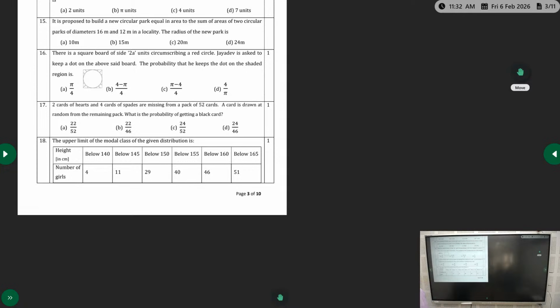That's why I said don't trust CBSE. Correct? They may frame any concept based question. And even you had one solved example where there was a forest and a lake. Yes, and there also they said not for exam point of view, but same exam point of view is here. Now see this question. There is a square board of side 2a units circumscribing a red circle. Jaidev is asked to keep a dot on the above said board. The probability that he keeps the dot on the shaded region is.